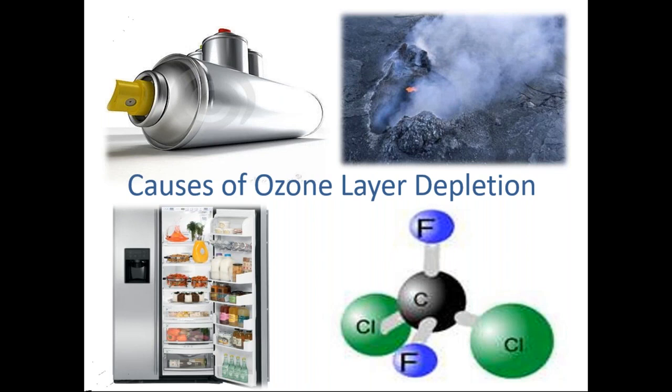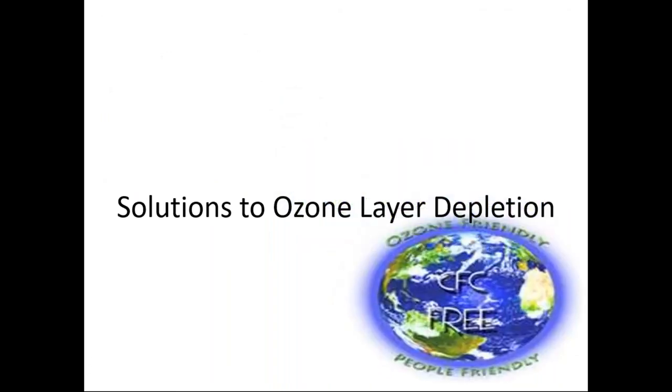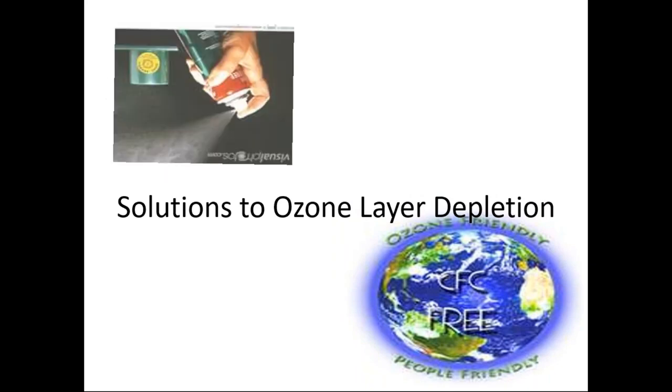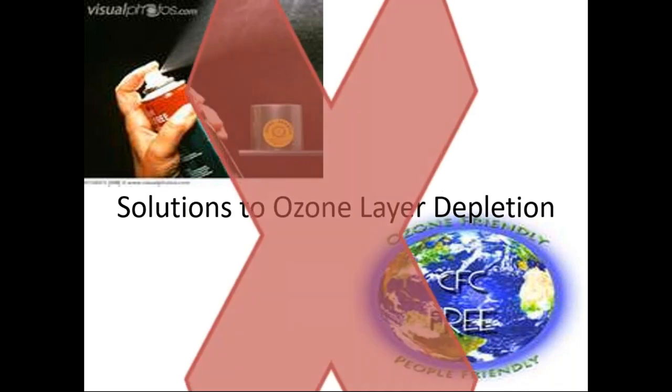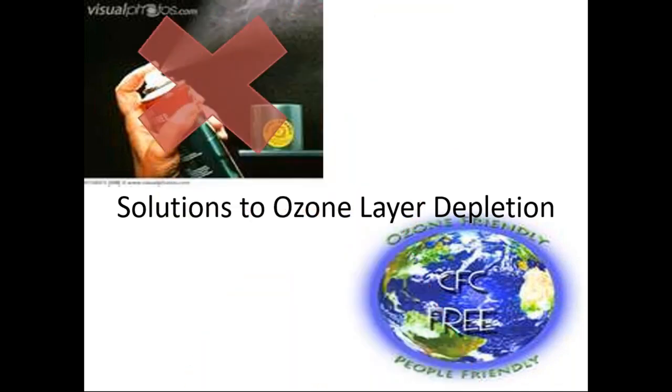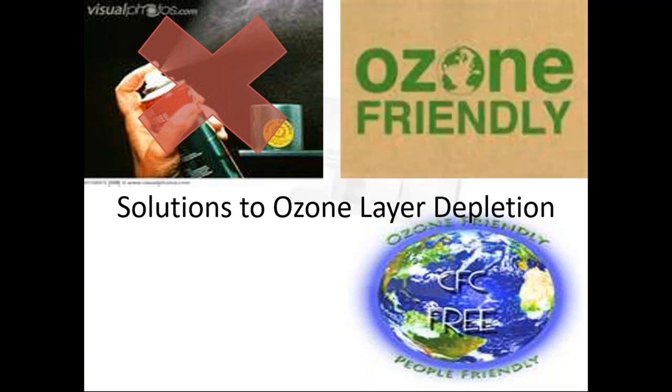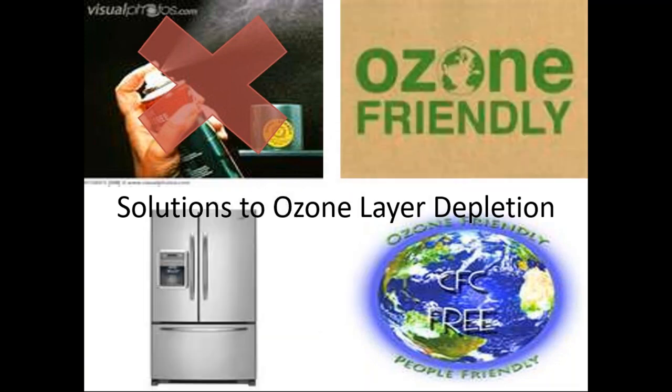So what are the solutions now to ozone layer depletion? Many persons have proposed certain solutions to ozone layer depletion, and I'm going to explain them. Number one is to ban the manufacture of the ozone layer depleting substances that we have. That's number one, to ban them.